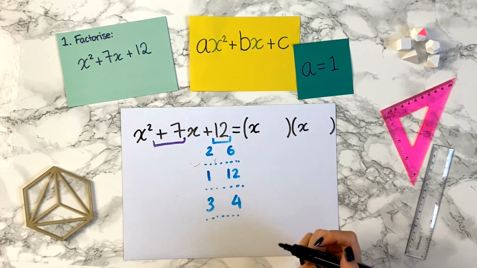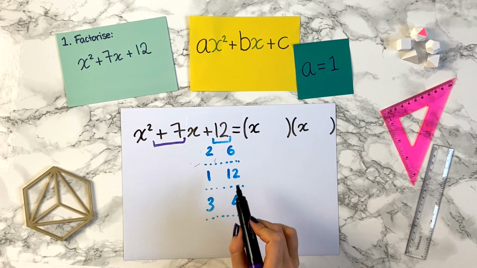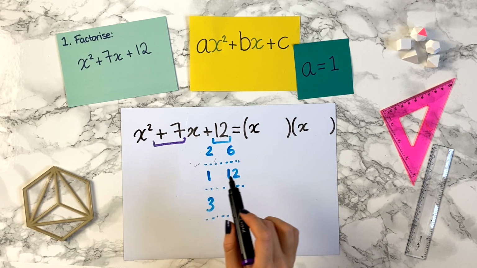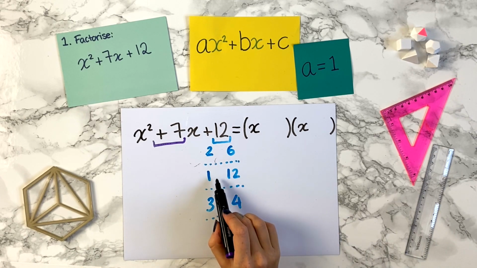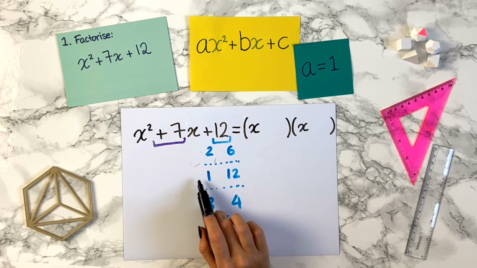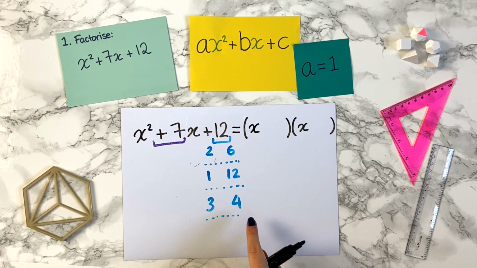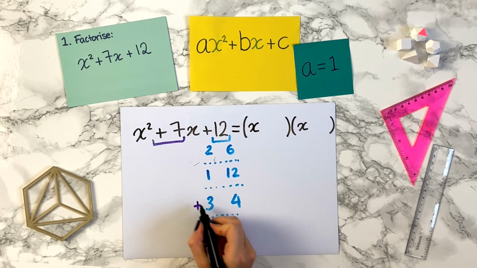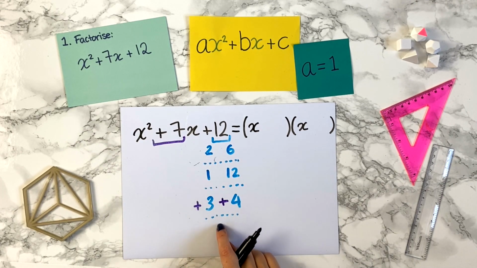We can try it with 1 and 12 as well. So we have to think there are 4 options. We can have plus 1 plus 12, minus 1 minus 12, plus 1 minus 12, or minus 1 plus 12. So we're doing all the combinations of plus and minus here. But I think it's pretty clear that you can't make plus 7 from putting pluses or minuses here. But what about 3 and 4? This is looking pretty clear to me that if we do plus 3 and plus 4, we get plus 7. So 3 plus 4 is 7. So this is the pair we want.